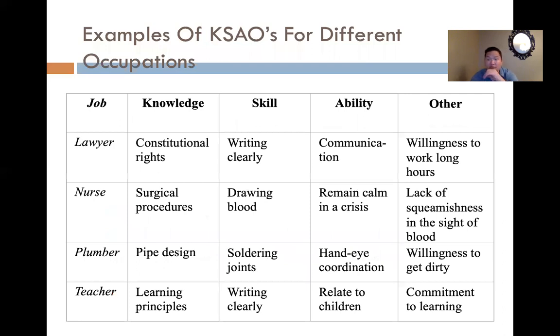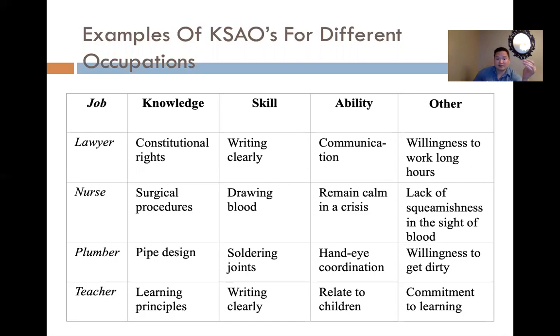So this table here just provides a couple examples for different professions at a broad level. If you're a lawyer, you need to know about the Constitution. You need to have the skill to write clearly, the ability to communicate, and you've got to be able to work long hours. You hear horror stories about people that go to law school and then start out and they work 60, 80-hour weeks, and that's just par for the course. If you don't want to do that, being a lawyer may not be for you. Sorry to burst anyone's bubble right there.